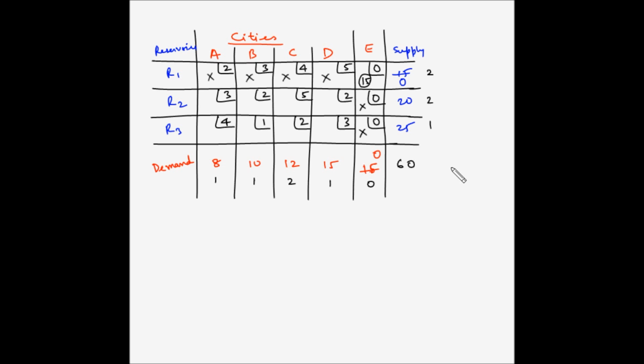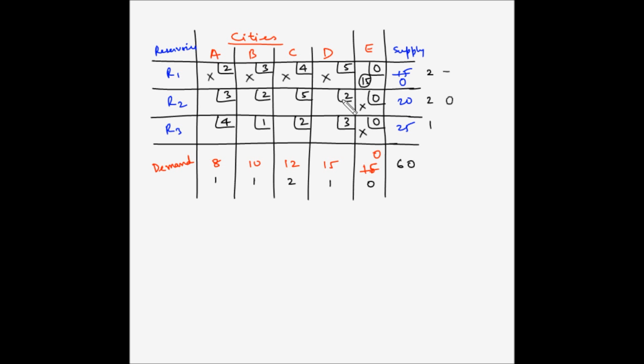Now let's redetermine the row and column differences. The first row has been completely allocated, so we'll skip it. For the second row, the lowest is 2 and the next lowest is also 2. So the difference here is 0.